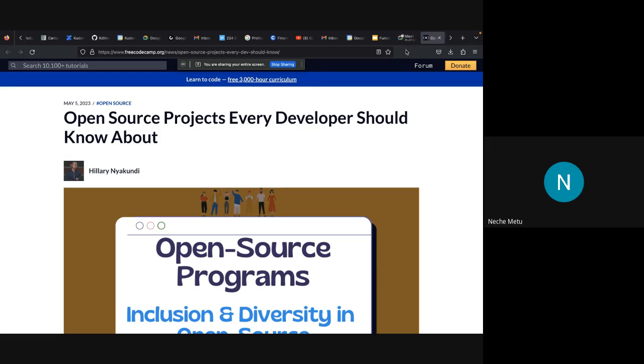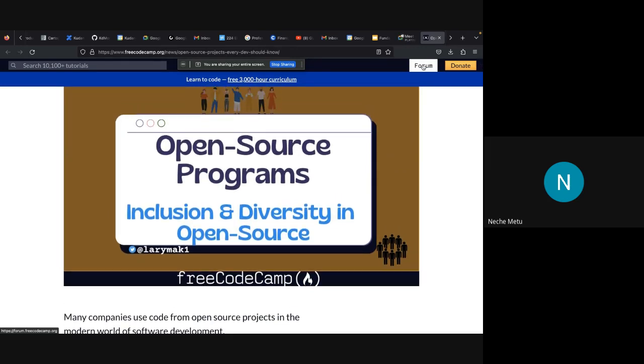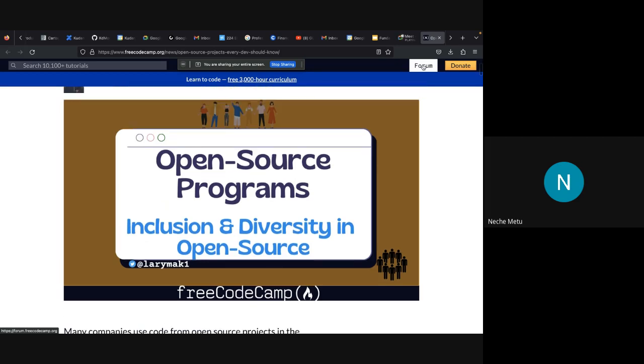Okay, thank you. You can see that this paper has to do with open source projects every developer should know about. And you can see the author, Hilary, I don't want to bother with the person's surname, I'll just try Nyakundi. He's talking about open source projects every developer should know about. It has caught my attention because I'm interested in open source. So please, let's go down a bit. You can see the subheading, open source programs, inclusion and diversity in open source. You can see how this person is taking everything. The title is about open source projects developers should know, and he's also talking about inclusion and diversity in open source. You can see that it's actually interesting. Let's go up.